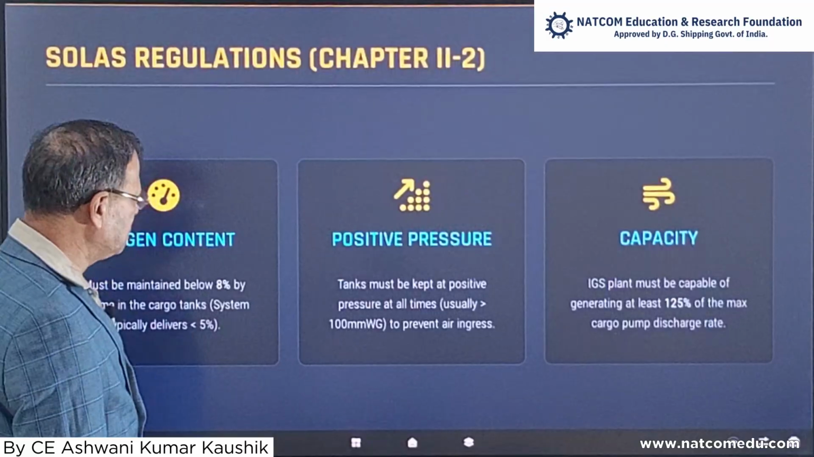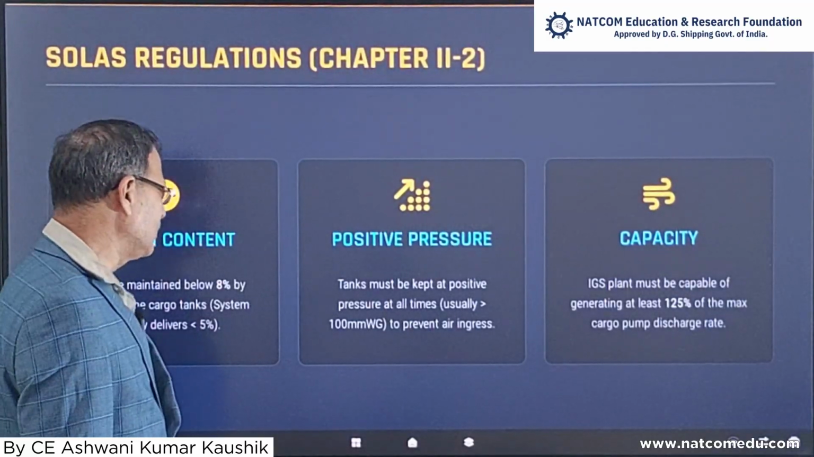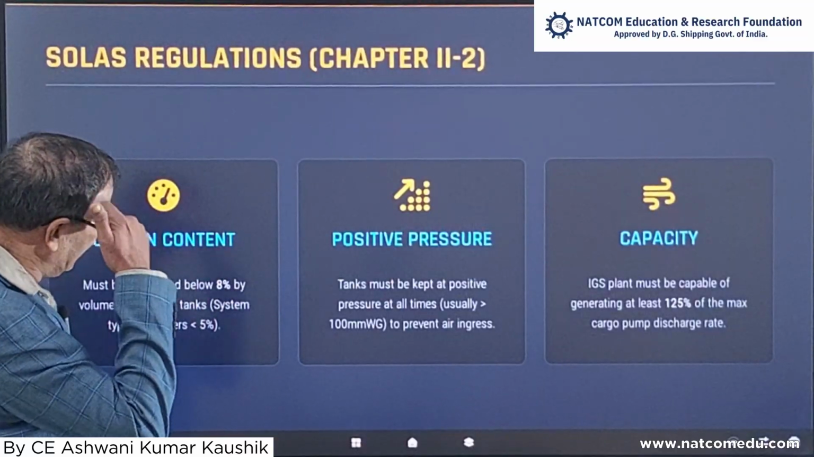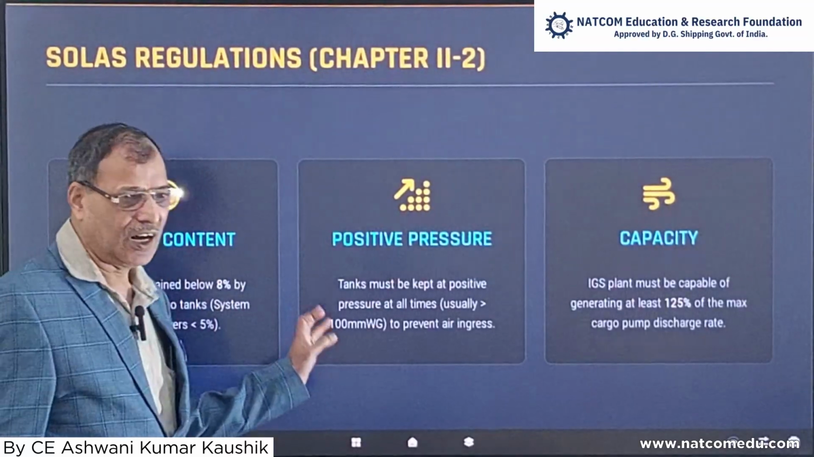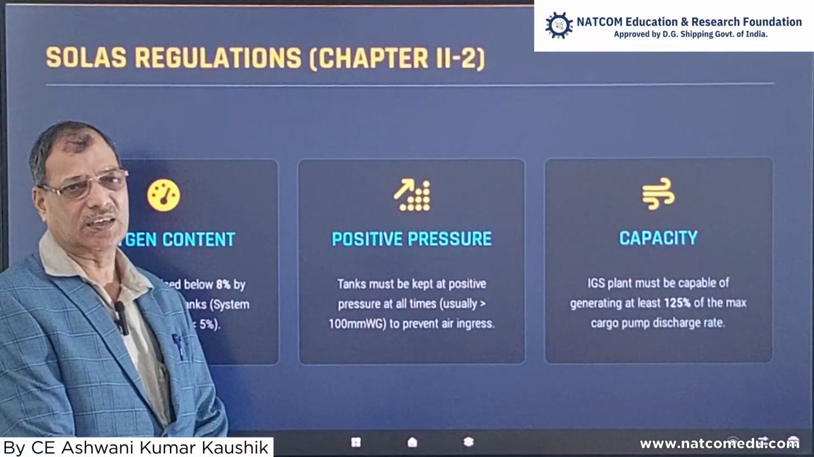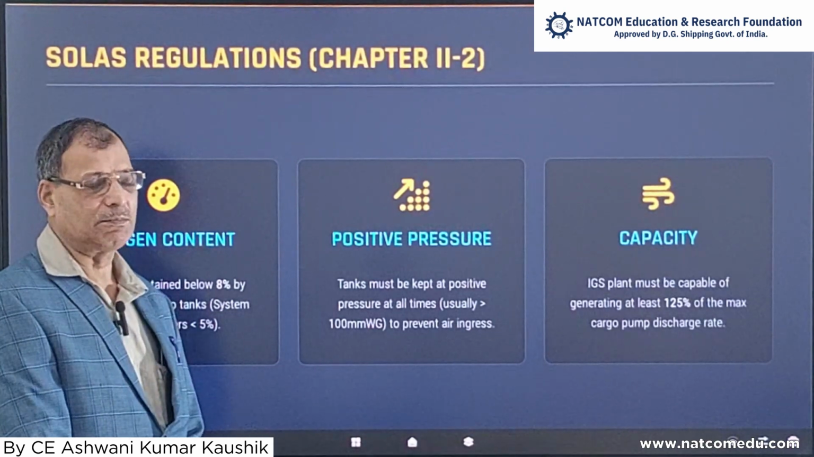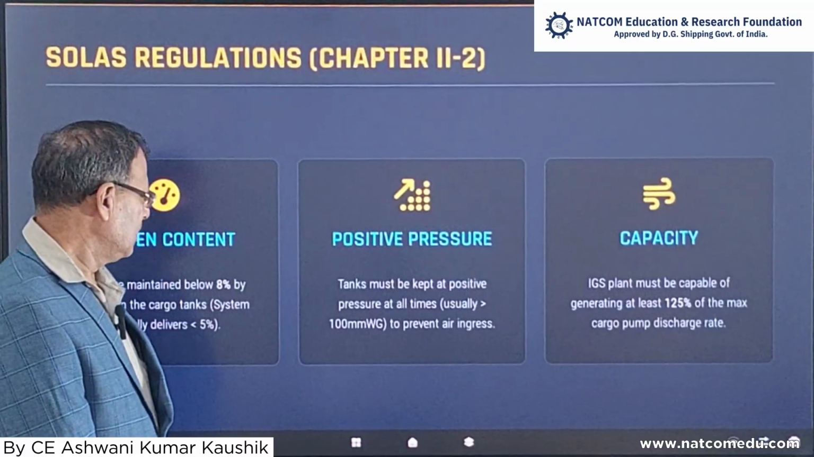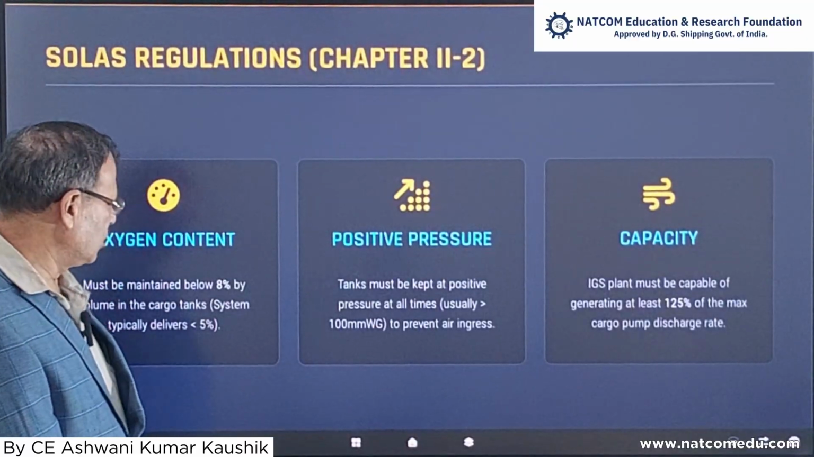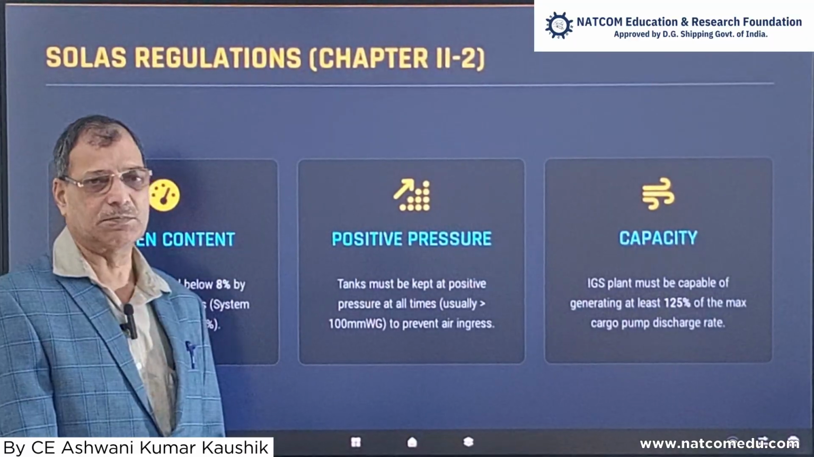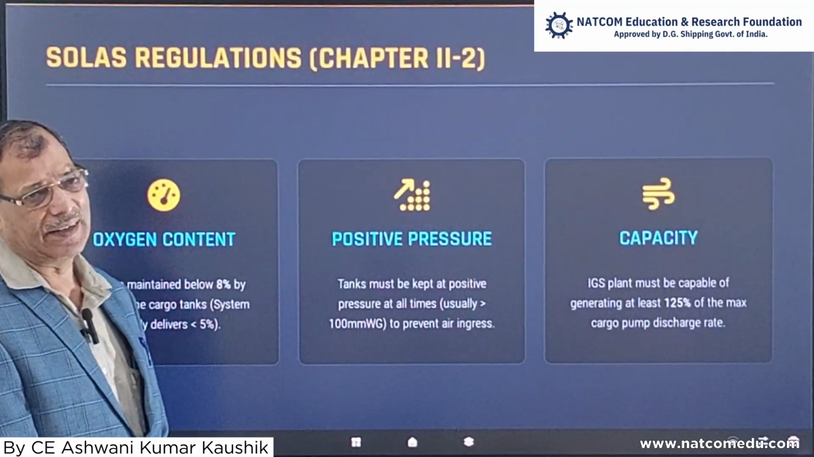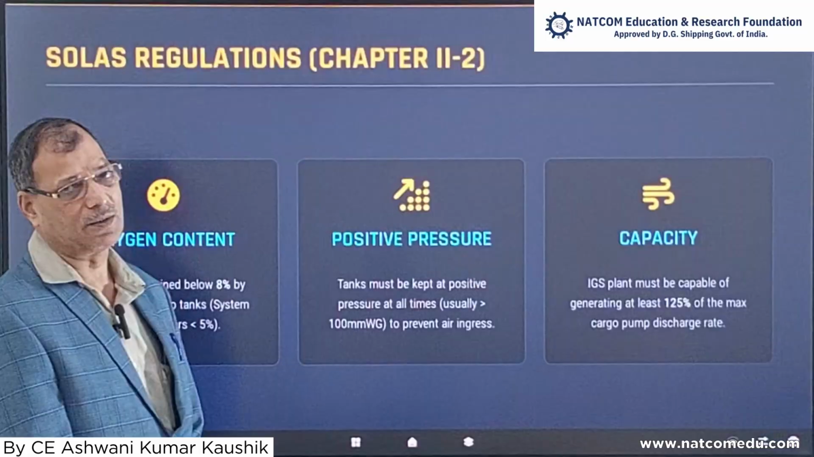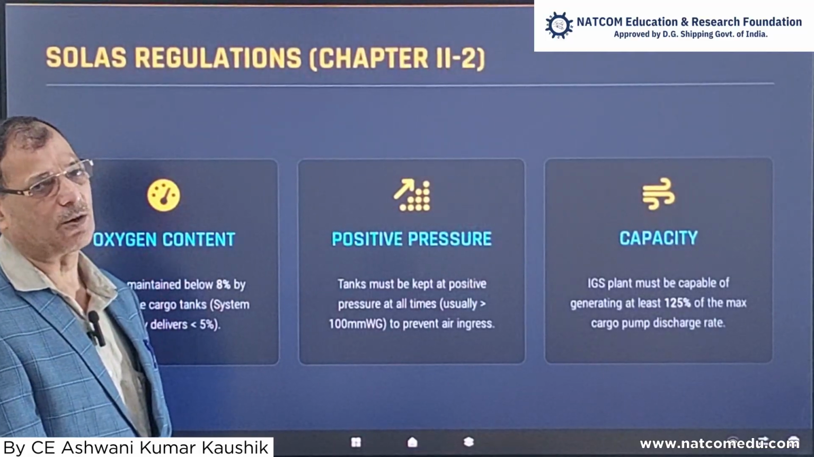Positive pressure: the tank must be kept at positive pressure at all times, usually 100 mm water gauge, to prevent air ingress. This tank is always in a positive system. You have to keep more than 100 mm water gauge. That is the best way to maintain this. Otherwise, you have to run your IG system and top up the IG on the cargo tanks.